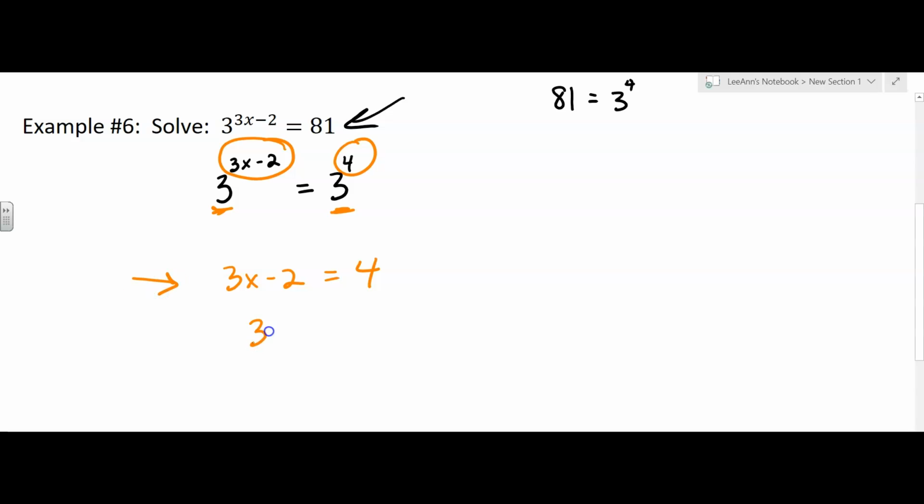Add 2 to both sides, divide by 3. And so you're able to solve it. We get x equals 2 in this case. Okay? So I always like these problems. I think they're kind of fun. But the trick is to get the bases to match, and then you can set the exponents equal to each other.